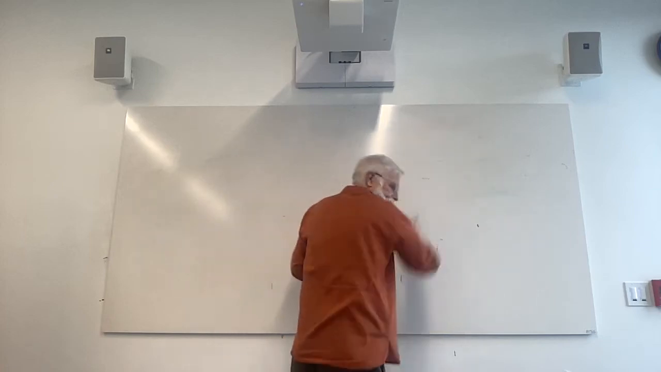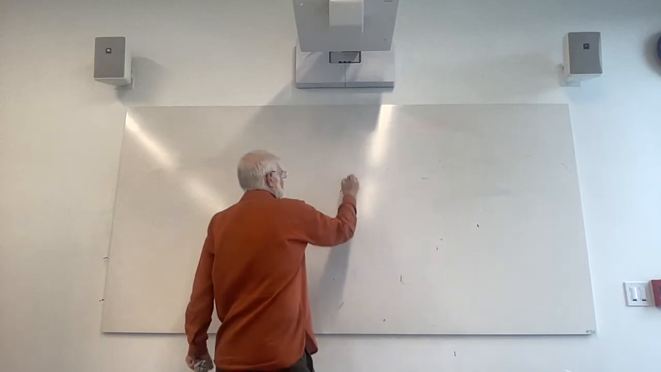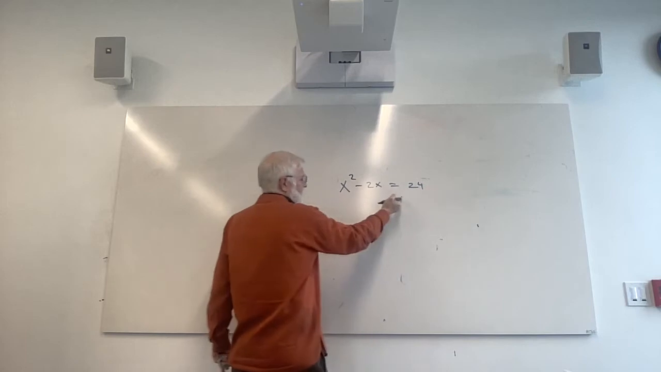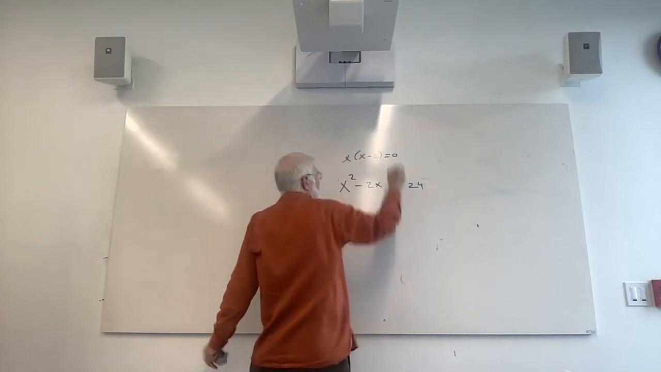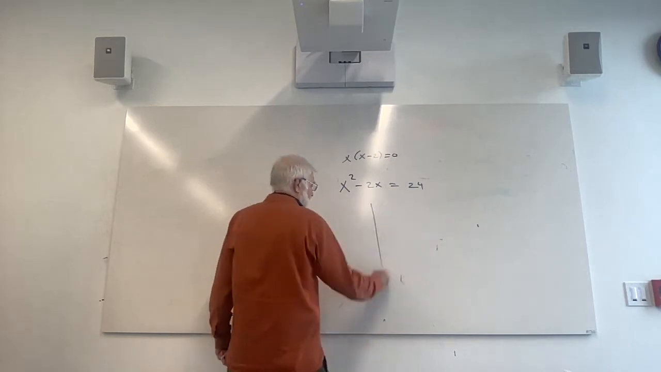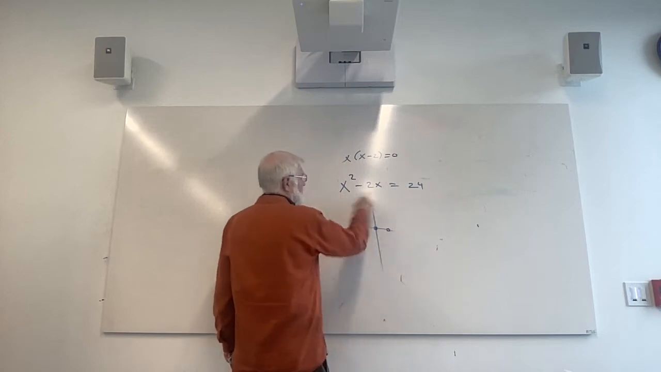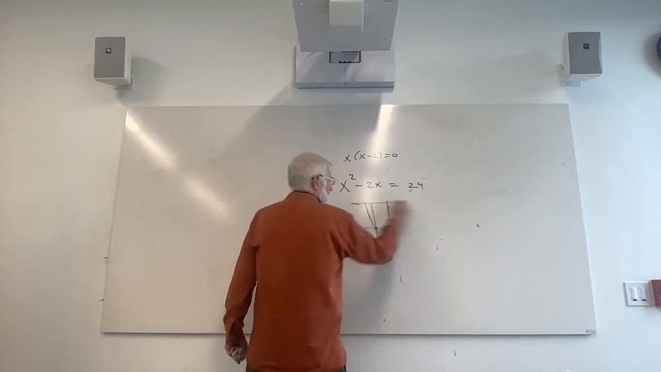Next problem. Where are we? X squared minus, going back to algebra 1, x squared minus 2x equals 24. I'm going to graph this. I'm going to rewrite x times x minus 2 because it's helpful. I know when that's equal to 0. I know that's equal to 0 when x is 0 or when x is 2. And I know it's a cup shape up. And I know that there's a 24 as a constant.